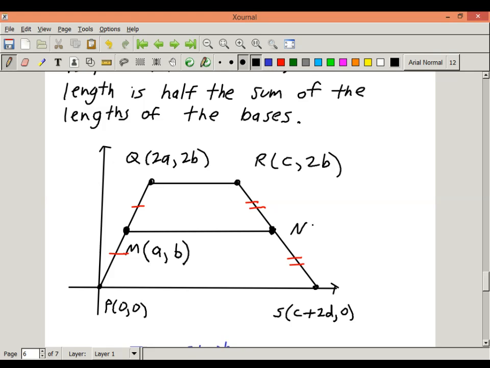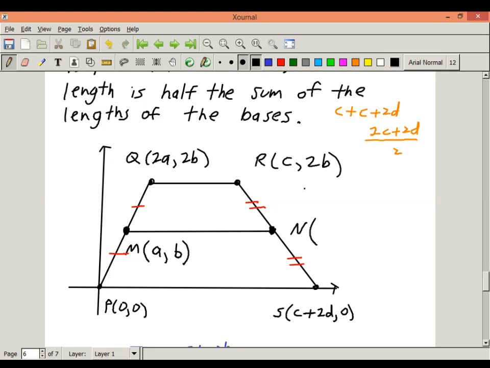Let's do that again for point N. Okay, so this is a little bit more complicated, but again, we're going to use the midpoint formula. So let's add the x coordinates of the endpoints R and S. So we're going to add c plus 2d. So little scratch work here. We added those x coordinates, and when you simplify that, you get 2c plus 2d. Then when you divide that by 2, you just have c plus d.